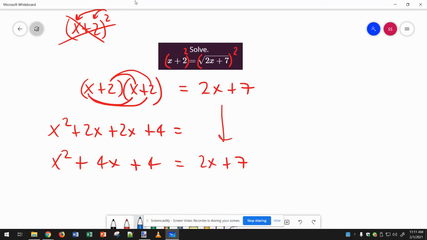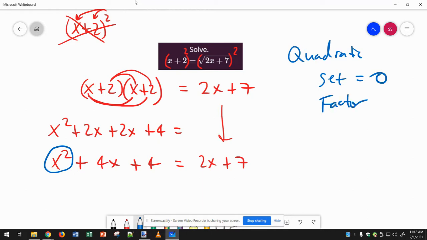Now at this point, we have to realize this is an x squared term. It's quadratic. So we have a quadratic equation. We want to set quadratic equations equal to 0 and try to factor. So we move all this over, minus 2x, minus 7. Okay, and then we're left with, let's see, x squared plus 2x minus 3 equals 0. These cancel out.